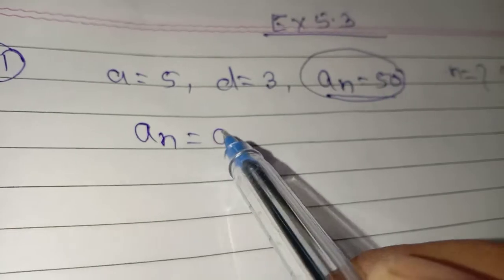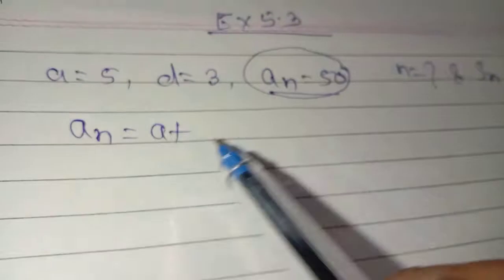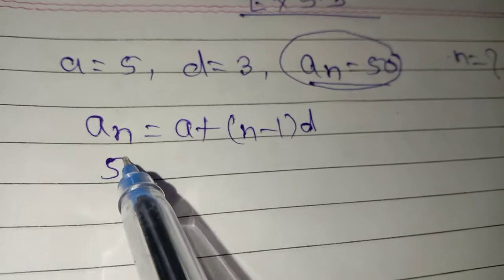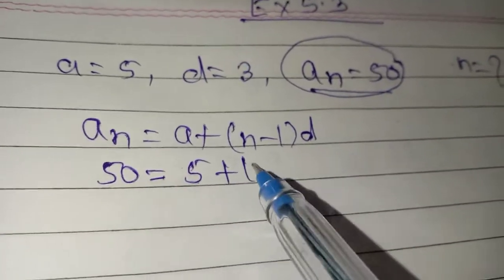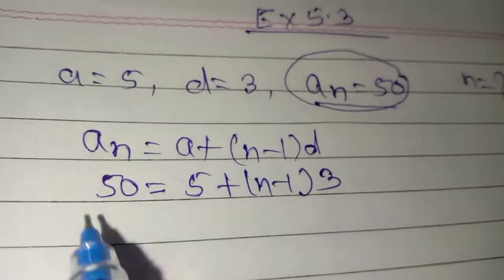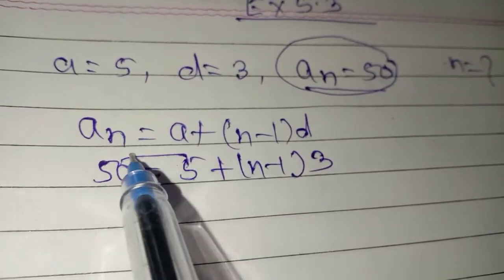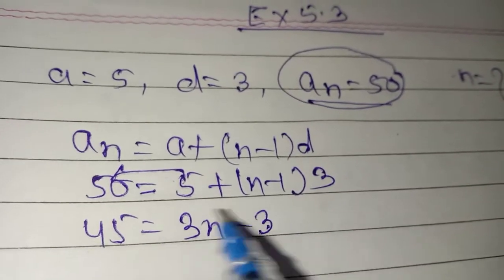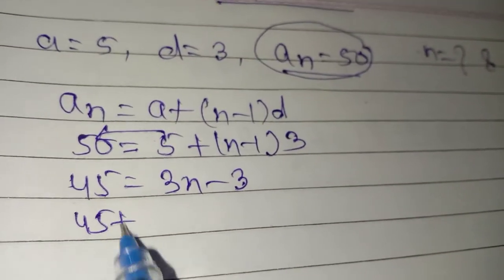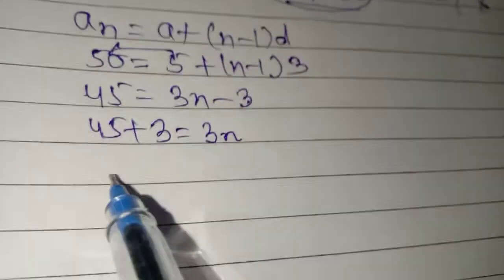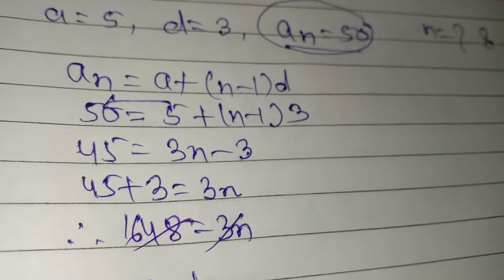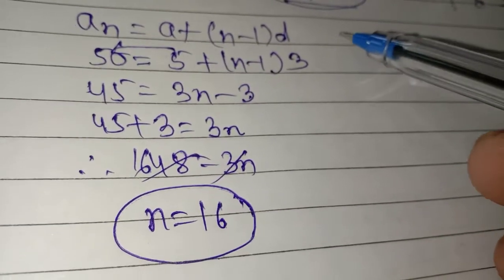It is an is equal to a plus n minus 1 into d. Now an is what? 50, a is 5, and d is 3. So transfer this side: 50 minus 5, it will be 45 is equal to 3n minus 3. Transfer 3 again this side, 45 plus 3 is equal to 3n. Therefore 48 is equal to 3n. Cancel it. We got n is equal to 16.